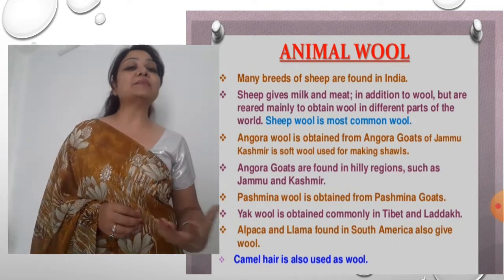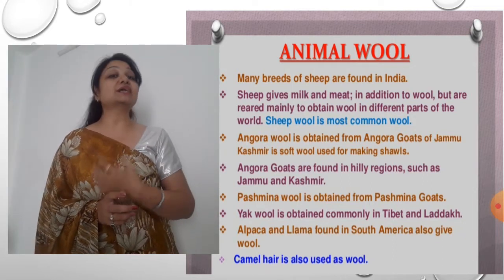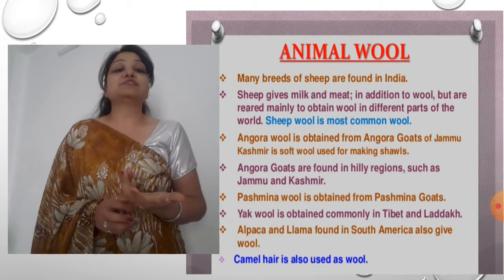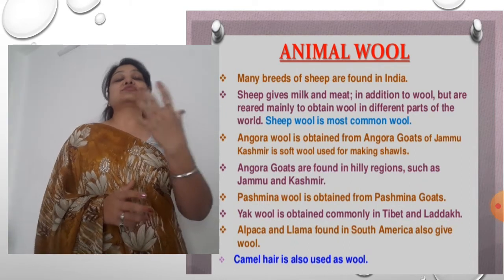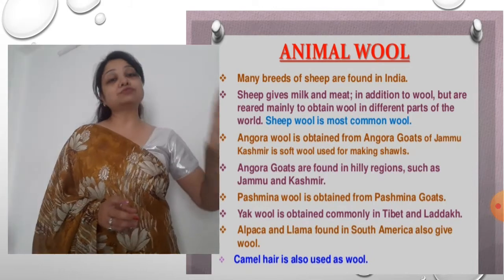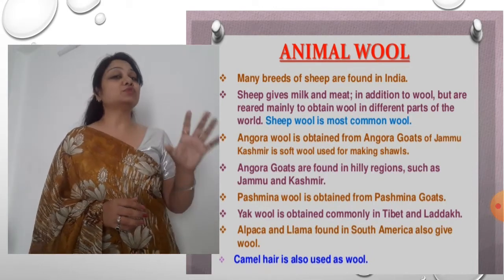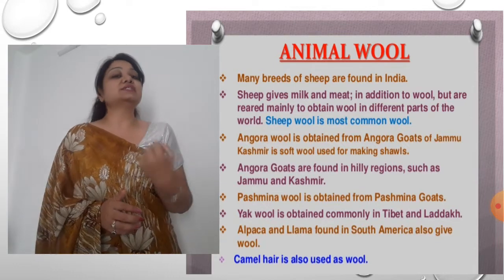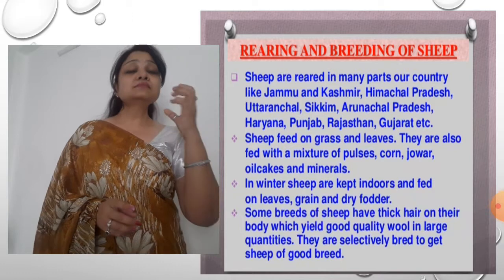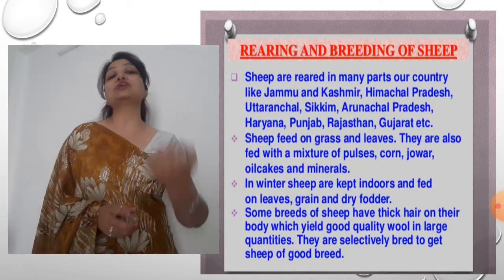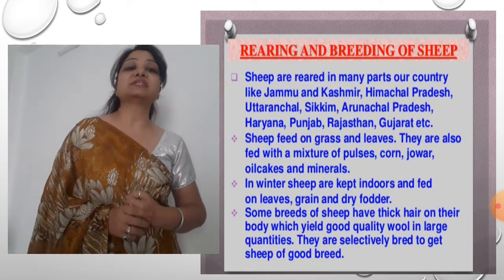Now, alpaca and llama are found in South America. They also give us wool, but it will be expensive because we are getting it from abroad. Camel hair is also used as wool, but out of all these, the most common wool is sheep wool. Very easily we are getting the wool from the sheep. Now, how is this rearing and breeding of sheep done? So step by step we will discuss this.